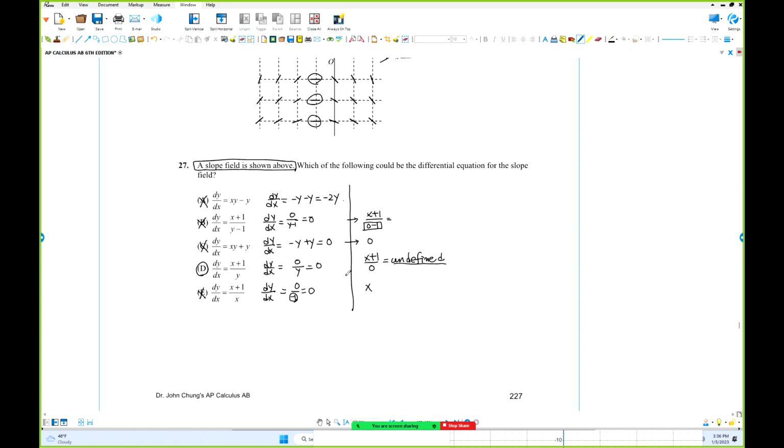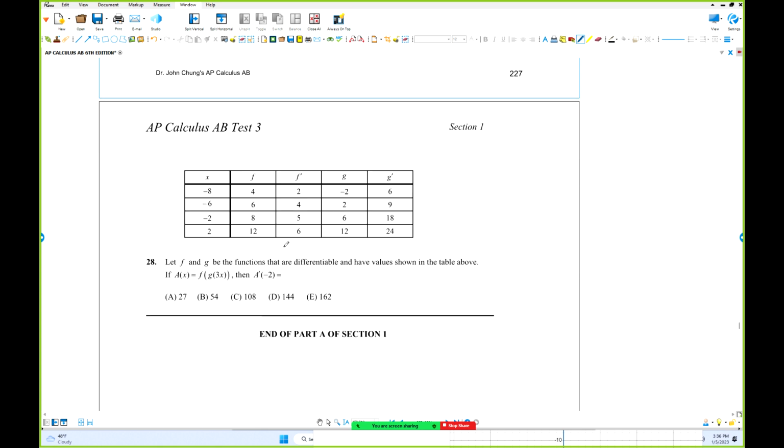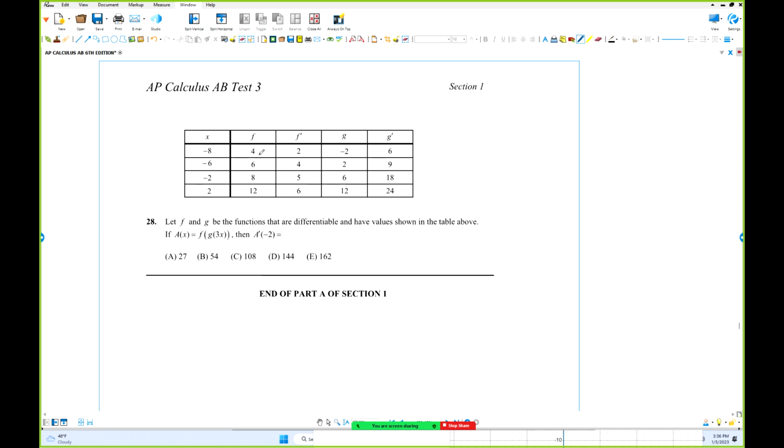That's number 27. And number 28. You have a table there. f is the original function, f prime is its derivative, and g and g prime. There are four selected values of x. f and g are differentiable functions, so they are continuous, and have the values shown in the table there.